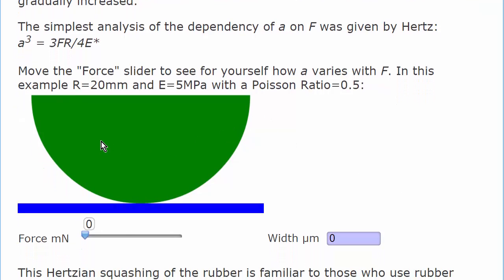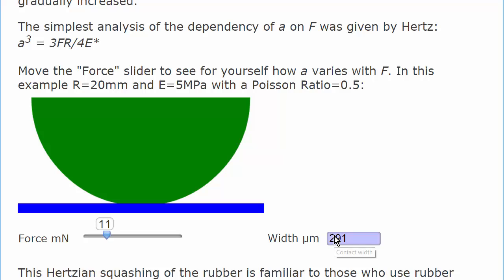You have a sphere of radius r, it has a modulus E, and it's being pushed with a force F against a surface. And the contact width A is given by this Hertzian formula. When I have no force, obviously the contact width is 0. When I increase the force, the contact width increases. All very straightforward.